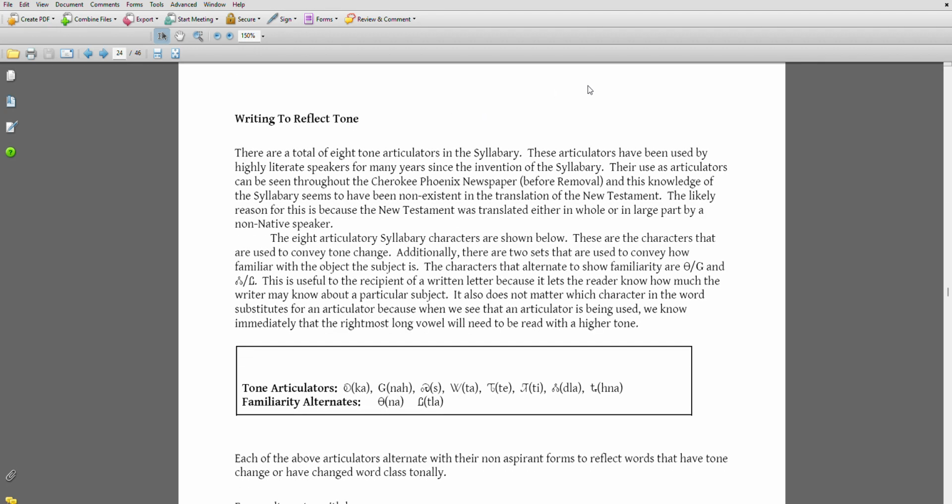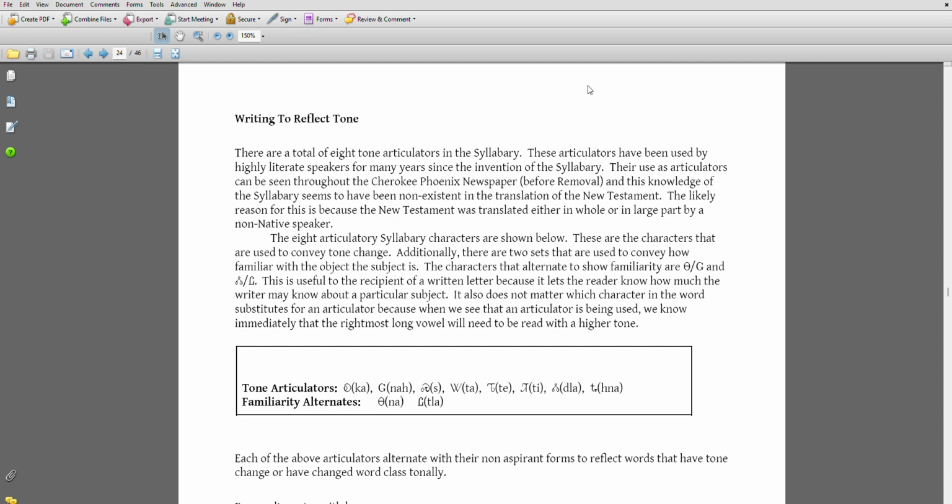Writing to reflect tone. There are a total of 8 tone articulators in the syllabary. Keep in mind, this is not going to be found in any other book because this was taught by my aunt growing up. This is old knowledge of how the syllabary was used, and it can also be seen in the original Cherokee Phoenix. These articulators have been used by highly literate speakers for many years since the invention of the syllabary. Their use as articulators can be seen throughout the Cherokee Phoenix newspaper before removal, and this knowledge of the syllabary seems to have been non-existent in the translation of the New Testament.